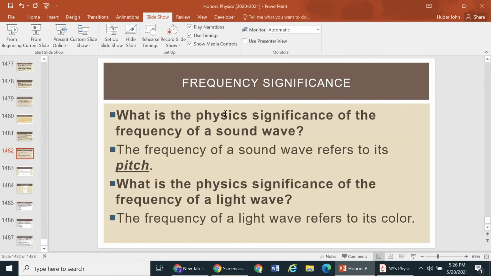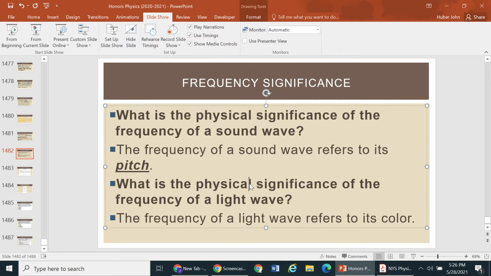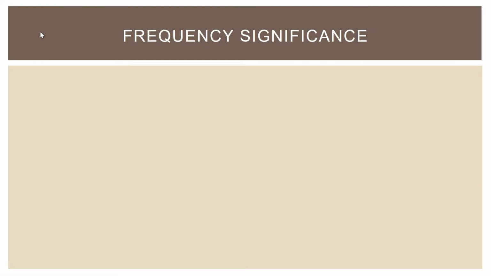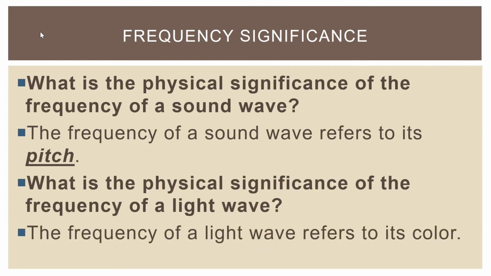Maybe you should write down those questions also, but I just want to go ahead and fix that, because it should say physical significance of the frequency. So you absolutely must remember the physical significance of a sound wave's frequency is that it refers to its pitch. The physical significance of a light wave's frequency is that it refers to its color. Take a second to pause this video here and write that down. And when you hit play, we'll move on.